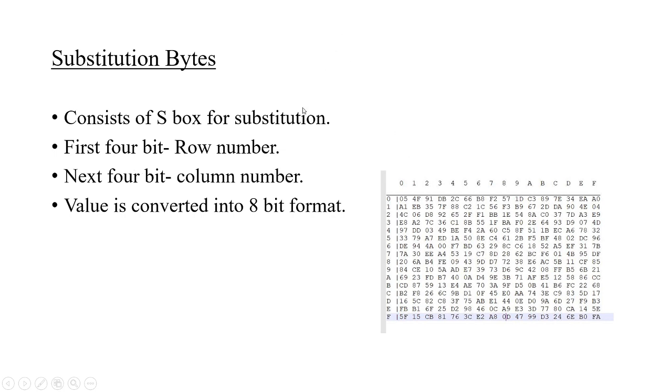So we can take the first byte of the plain text. The first byte consists of 8 bits. The first 4 bits represent the row number, which means if all 4 bits are 1, then the row number is 15, which is f. The next 4 bits represent the column number, which means if all 4 bits are 1, then it is in column f, and the value is fa.